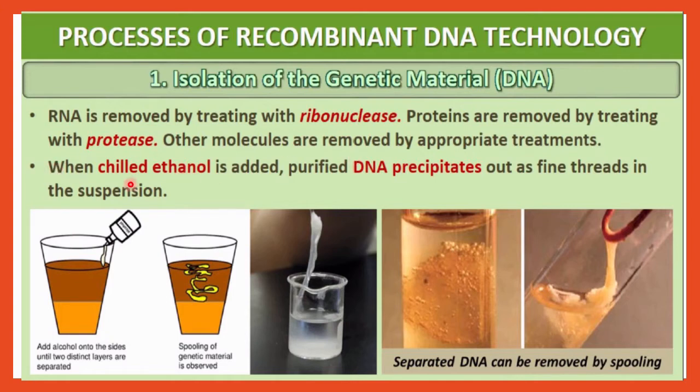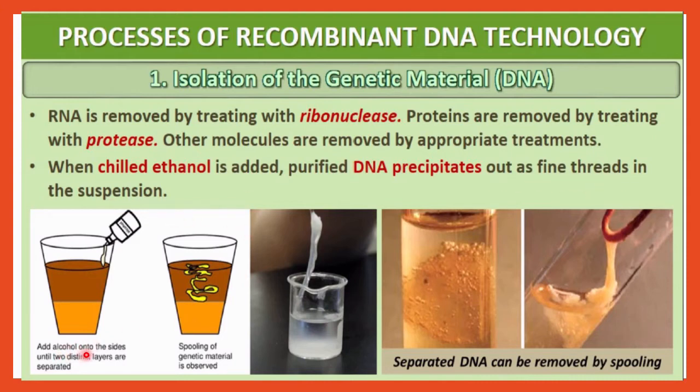So after all the other components have been degraded, you just have to add chilled ethanol. Very chilled ethanol you have to use, and you have to add it in the test tube, and then you will see DNA will be precipitated. So here you can see what happened: DNA is precipitated, meaning the rest of the other things remain dissolved. Then DNA will be precipitated like this, and out of that you will observe a fine thread in the suspension.